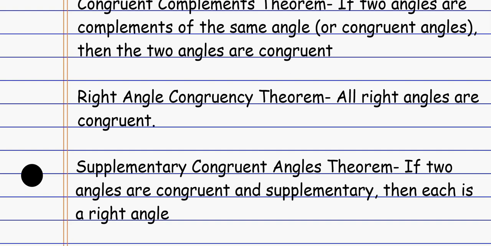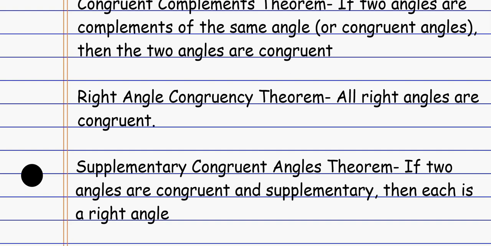And then the supplementary congruent angles theorem. If two angles are congruent and supplementary, then each is a right angle, all right? Because again, if I have two things that add to 180 and each of the angles are the same, they each have to be 90, all right? And even though that seems so obvious that maybe we should call it a postulate, because we can prove it using some of our postulates and definitions, that's why it ends up being a theorem, okay?